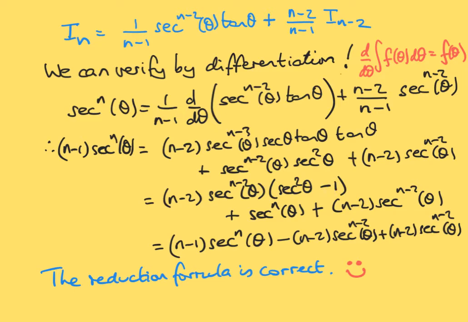And from here we have minus n minus 2 times sec to the n minus 2 of theta. And then here we have plus n minus 2 times sec to the n minus 2 of theta. So those two terms cancel. And we see that the reduction formula is correct. This is indeed equal to that. So with a reduction formula, you can always check the formula by differentiating it, and that's what we've done on this slide.